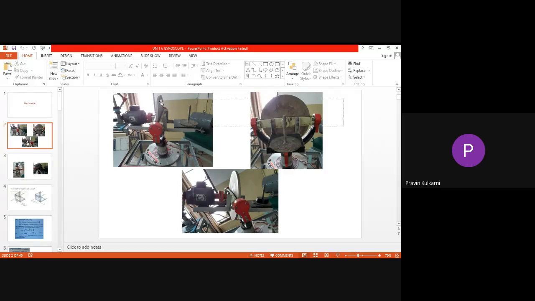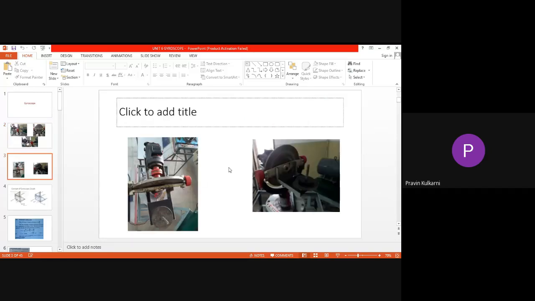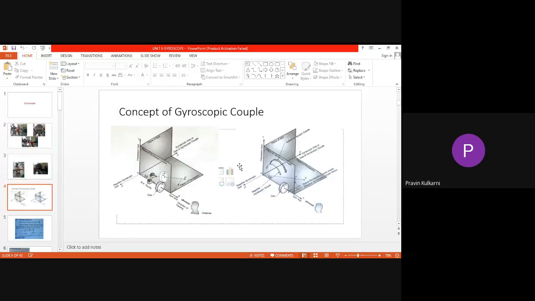The axis of precession will be vertical, and the third one will be the plane of the couple, active couple, reactive couple. So with reference to this, you can study that. You have got the videos also.